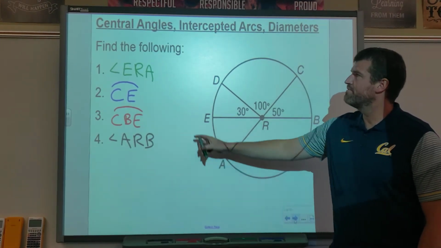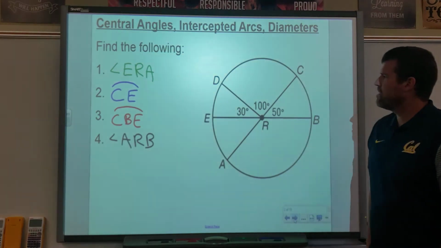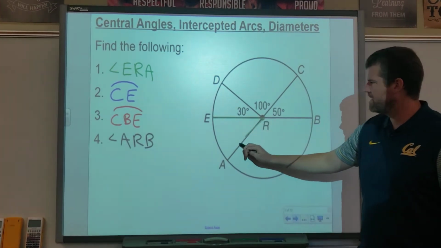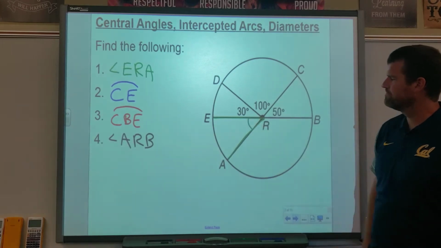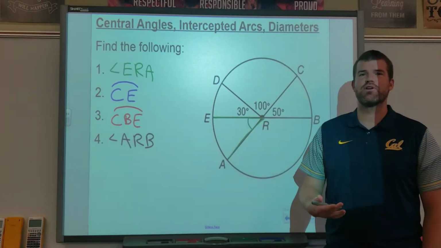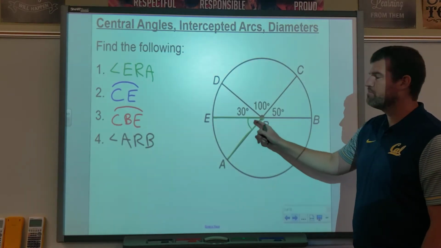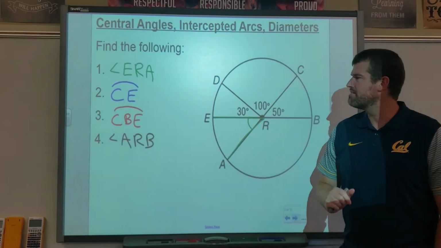So if we are asked to find the measure of angle ERA, that means I start at E, go to R, end at A, that's this angle here. Well, I can do that a couple of ways. One, I might notice that I have vertical angles, right, which would give me 50 degrees.